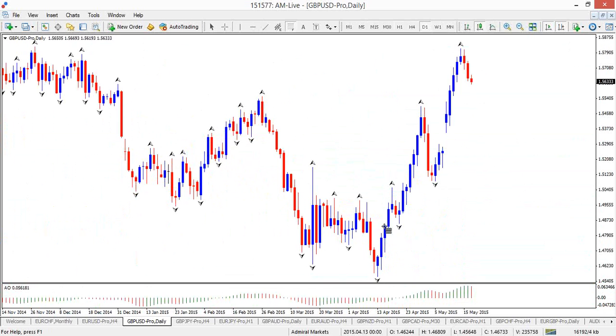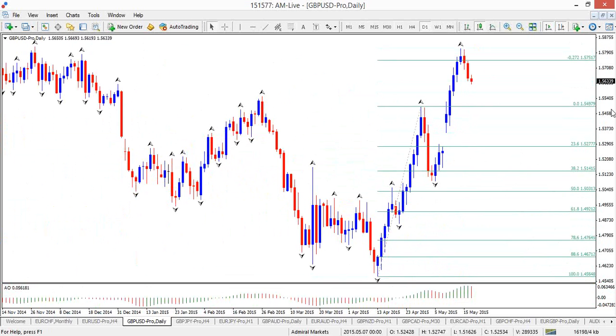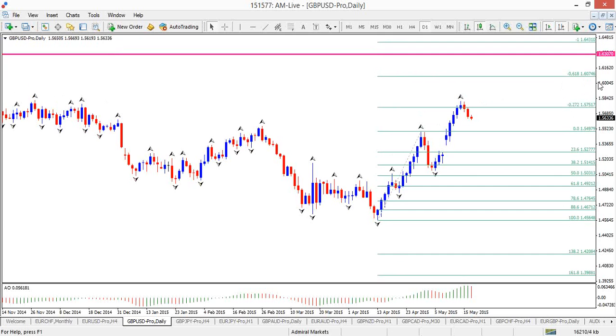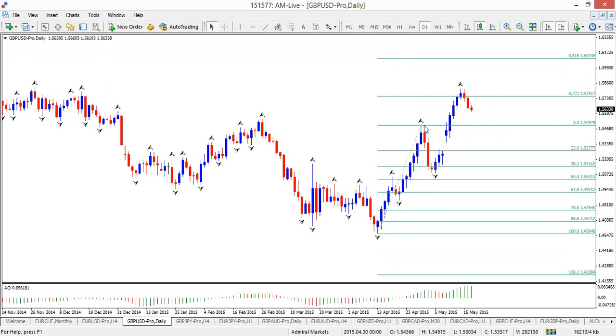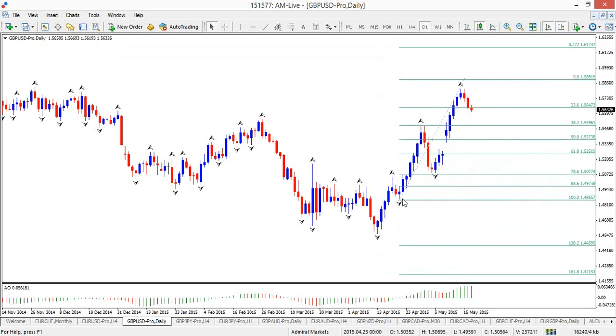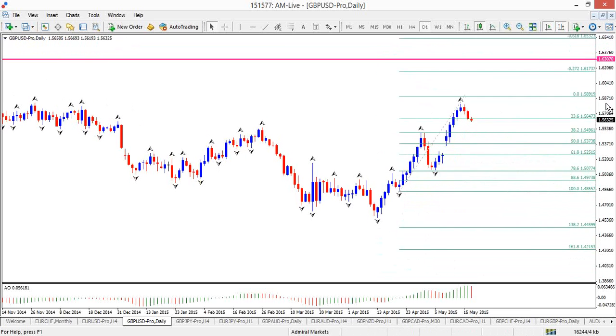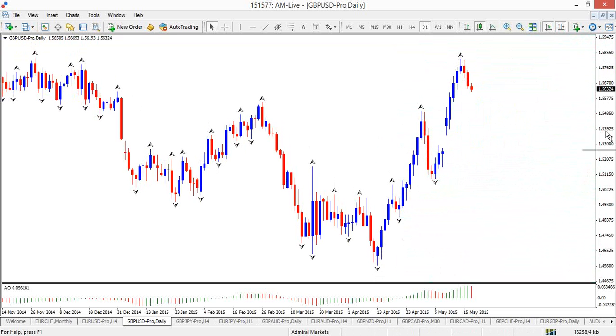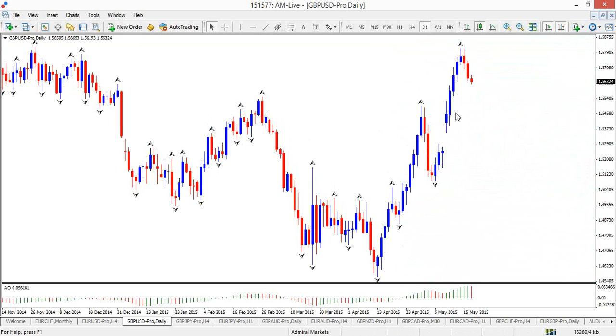Maybe if we put a fib from here to here, let's take a look. 160.70, 159. Anyhow, both could be bouncing spots.